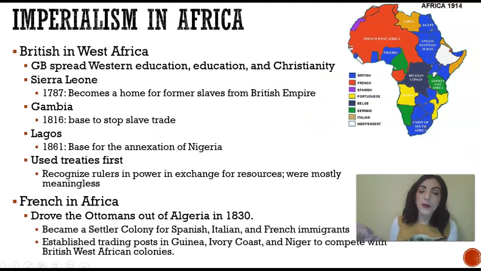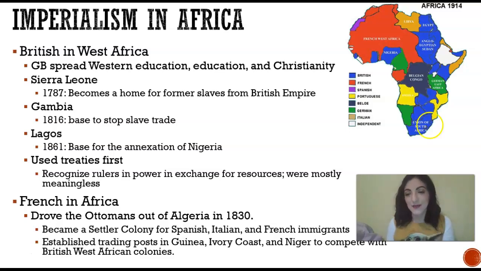Okay, so more imperialism in Africa. The British in West Africa. Great Britain are going to spread Western education and religion, Christianity. I don't know why it's repeated on the slide. I apologize. But at least you know I make my own slides, because then I make a mistake.